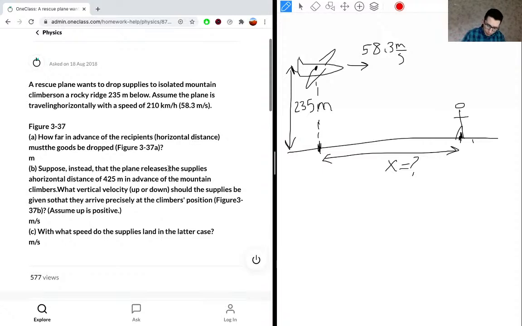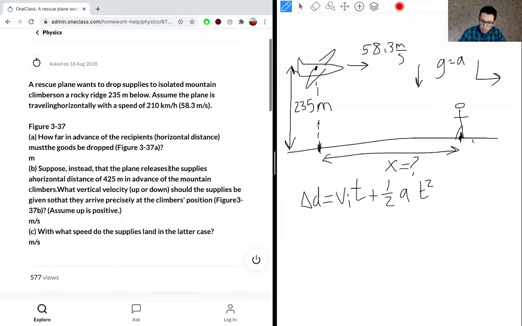So the first kinematic equation we should use is delta d equals vi, the initial velocity, times time, plus a half acceleration t squared. We know that gravity is the acceleration and it's pointing down. So let's define a coordinate system, which will help us. I'll just say positive x in this direction and positive y in this direction. And we know gravity is 9.8 meters per second squared. So we're going to use this equation to solve for time.